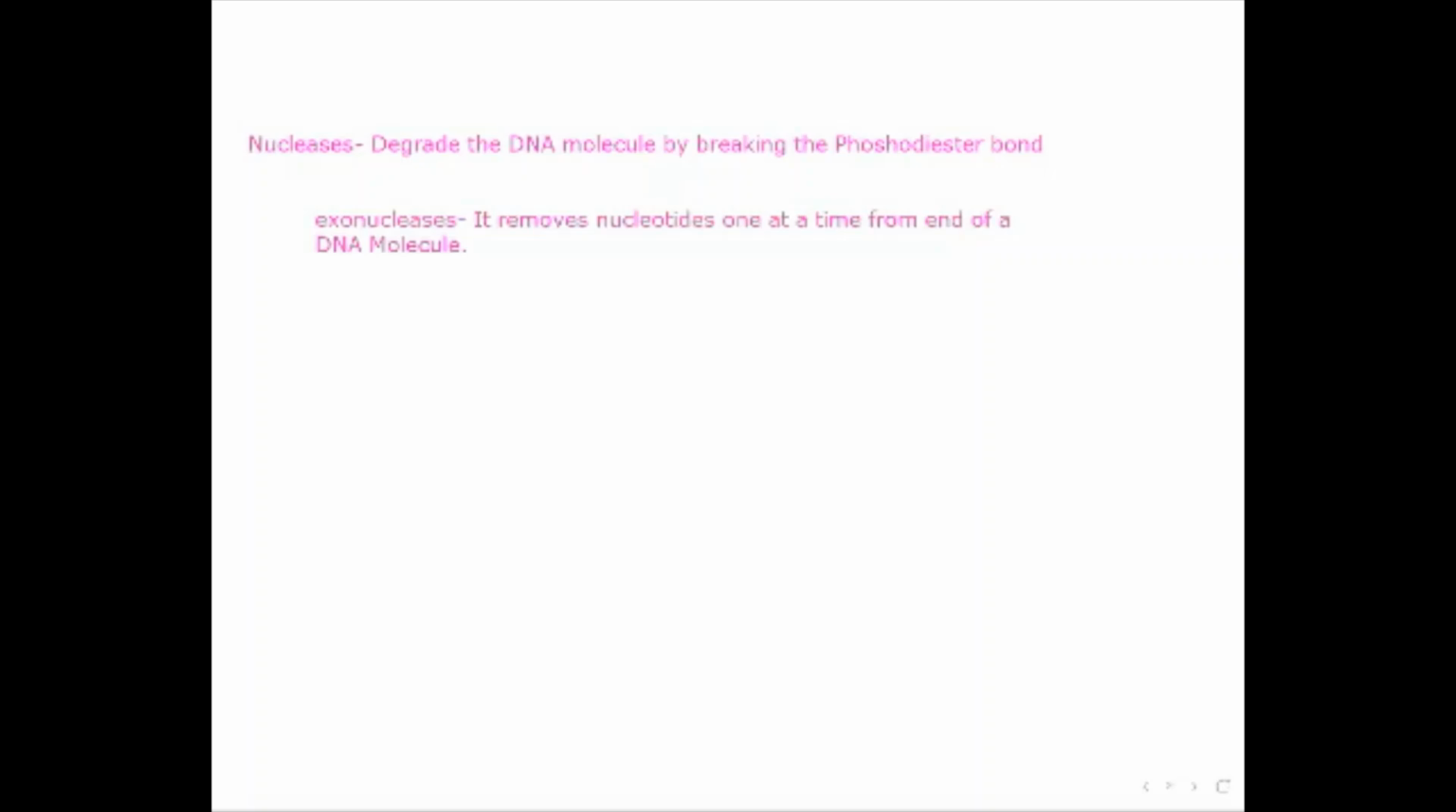What is a nuclease? Nucleases degrade the DNA molecule. And how do they do it? By breaking the phosphodiester bond. So what is a phosphodiester bond? This phosphodiester bond links the nucleotides. Here we have the phosphodiester bond that links the nucleotides. So nucleases degrade the DNA molecules by breaking the link between the nucleotides. These are of two types, exonucleases and endonucleases.